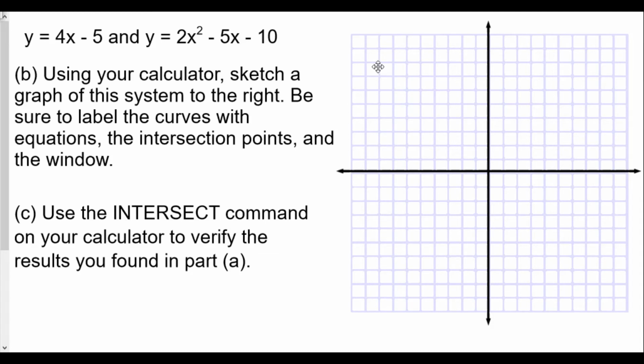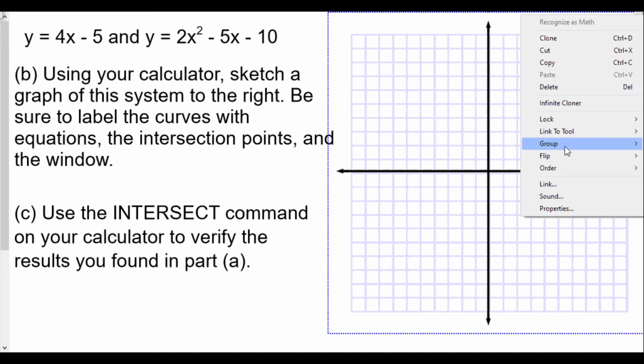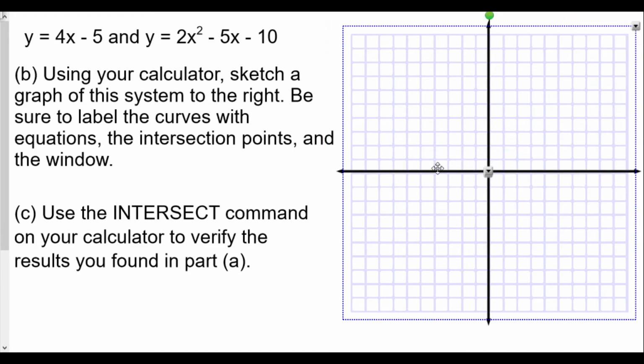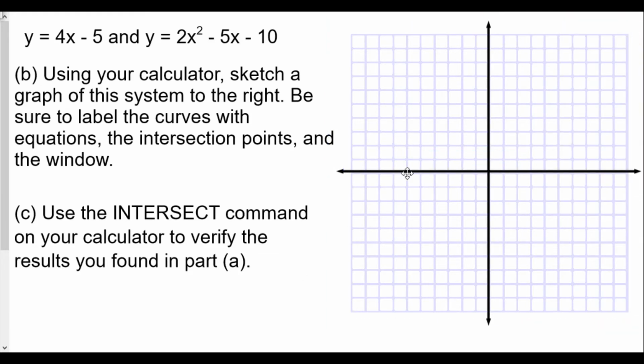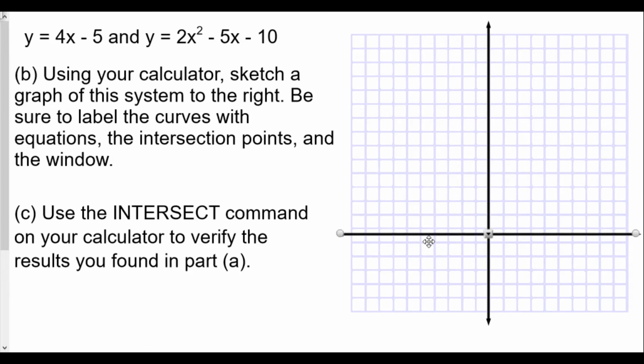Might be able to lower the x-axis a little bit. So let me just ungroup this here. Group, ungroup. Okay, and so now if I pull this down a little bit here, this might work out, although I might have a problem with the negative 7, but at least it'll be a little easier to see. Okay, now our calculator though. So let's pull a calculator up, okay? And you want to type in y equals 4x minus 5 for y1, and y equals 2x squared minus 5x minus 10 for y2.